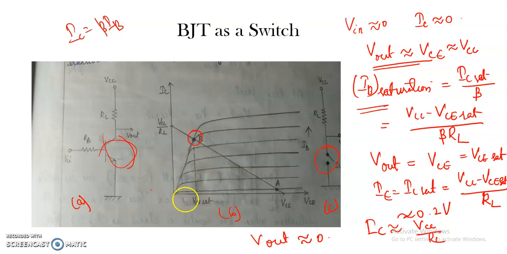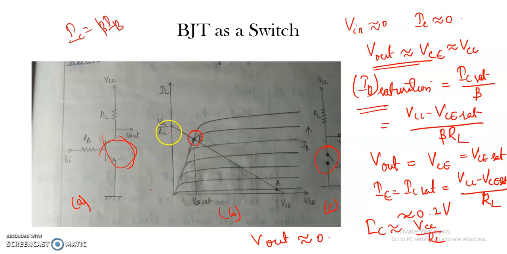Thus, the transistor behaves as a switch, and the flow of current through a load resistance can be controlled by a much smaller input current. Here, there is a voltage drop across the load resistance. So, we can say that the transistor acts as a closed switch.